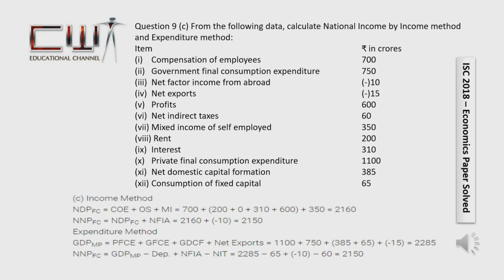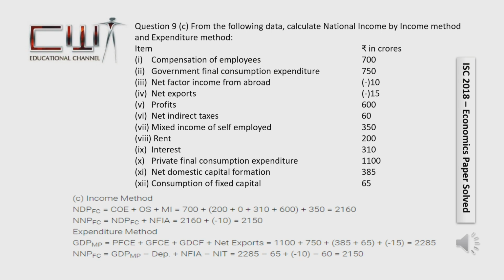Now calculating national income by expenditure method, we first find out the GDP at market price by adding private final consumption expenditure, which is 1100, then government final consumption expenditure, which is 750. Then we have the gross domestic capital formation. We are given the net domestic capital formation and consumption of fixed capital. So we add these two amounts, that is 385 plus 65, and we add the net exports. Net exports are given to us at minus 15. So the total GDP at market price comes to 2285.